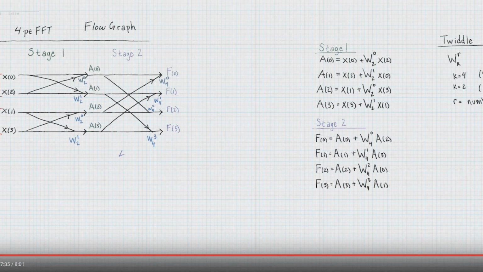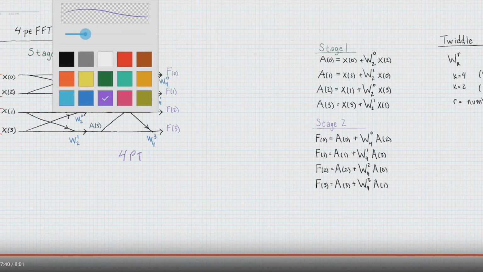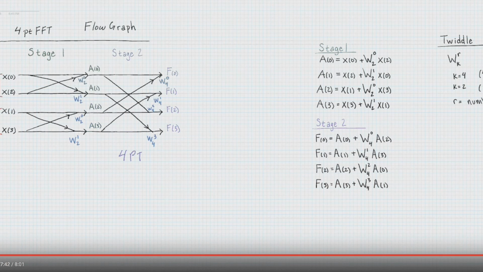So I'll go ahead here and correct that from the beginning of the video. Stage 2 is one 4-point. Stage 1 is a 2-point stage, but we'll have two of them.